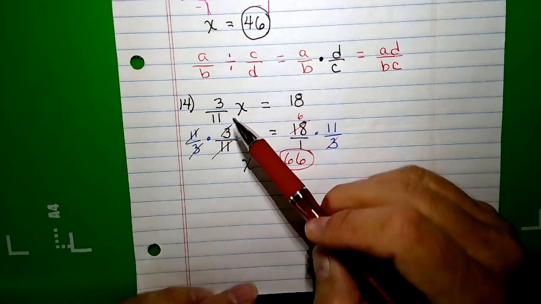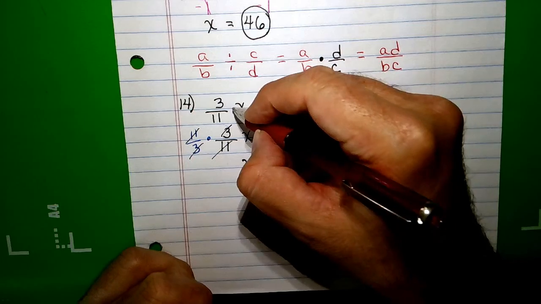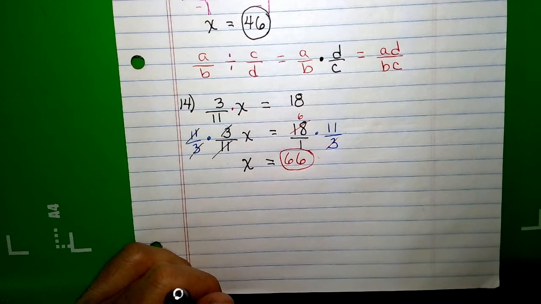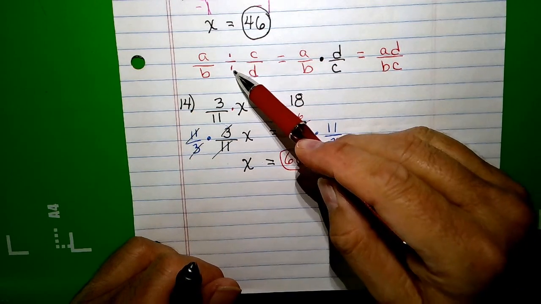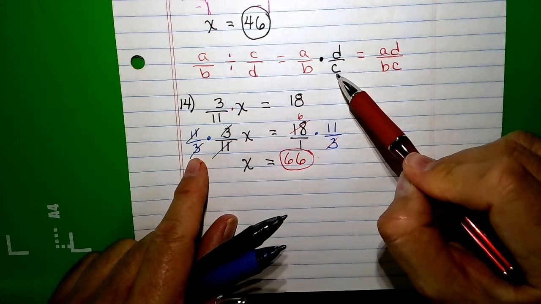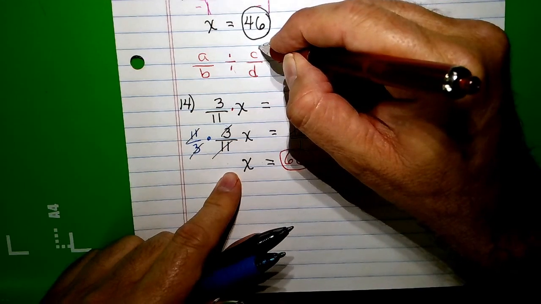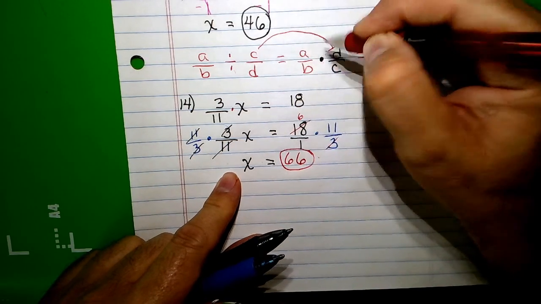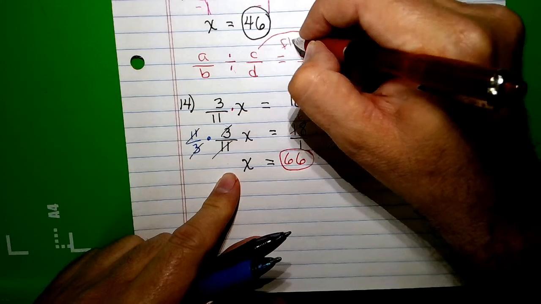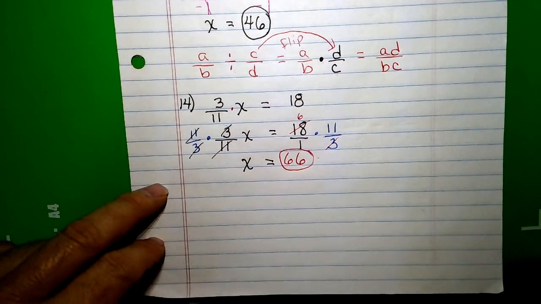Let's see what you do. Cancel out this fraction. There's division here, but in order to divide, I'm skipping straight to multiplying by the reciprocal. Instead of saying divided by 3 over 11, I'm saying times 11 over 3.